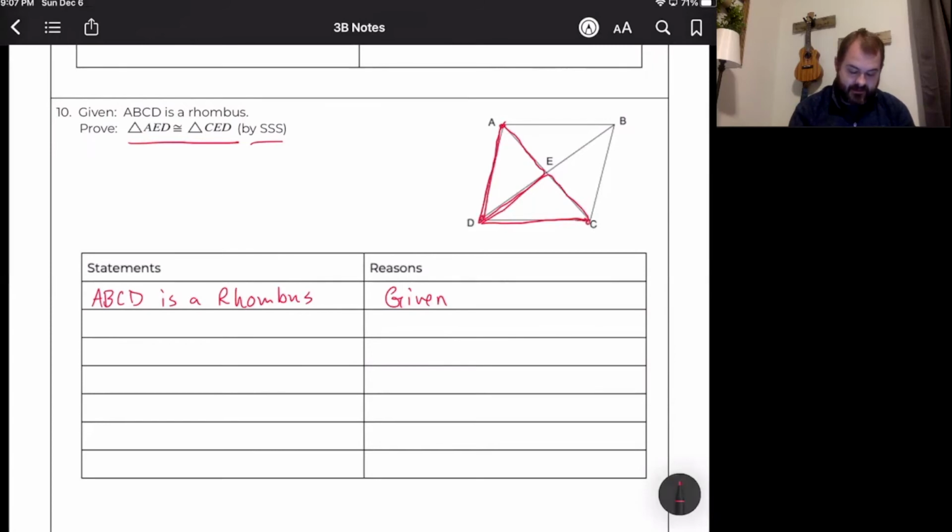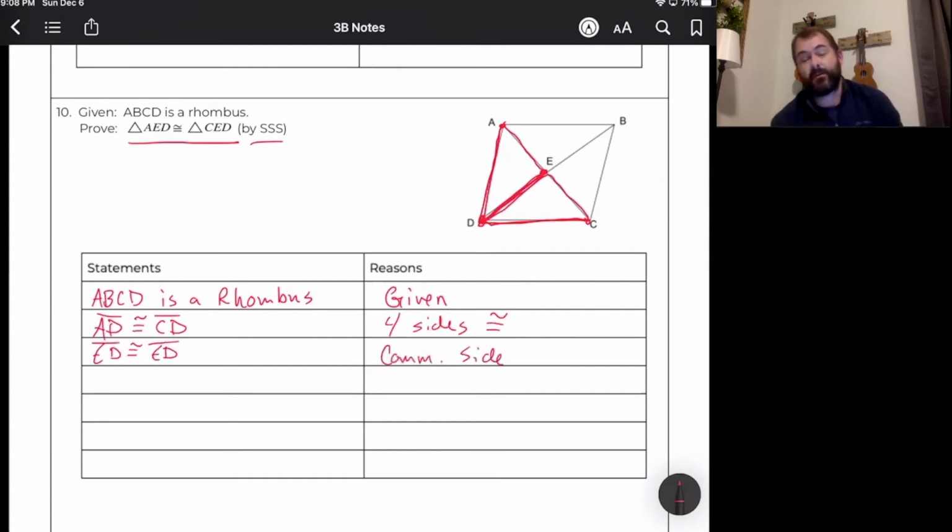So AD and CD are congruent. AD is congruent to CD. There's a pair of congruent sides because 4 sides of a rhombus are congruent. And that's our reason. That's our property of rhombi that we used to say that all those sides are congruent. We also see that these two triangles share that same side. There's a common side, ED. I can say ED is congruent to ED because there's a common side, or we also call that the reflexive property.